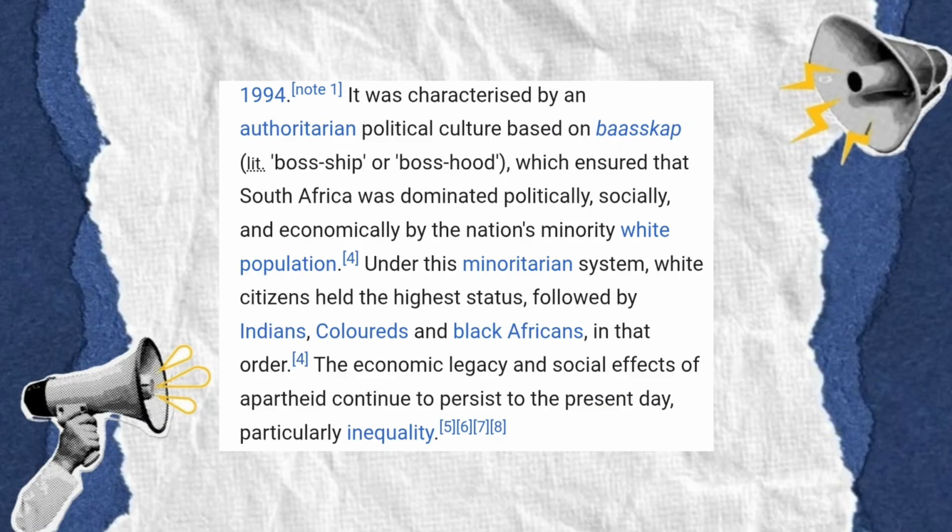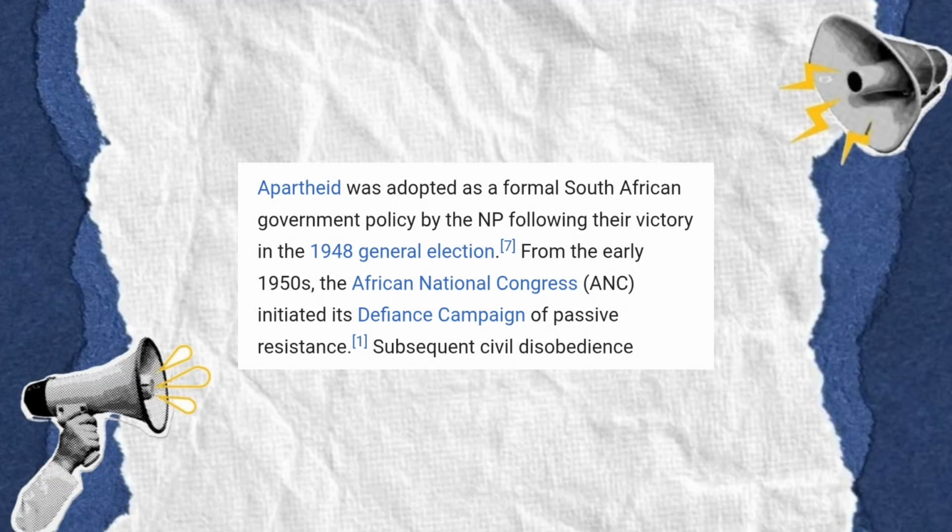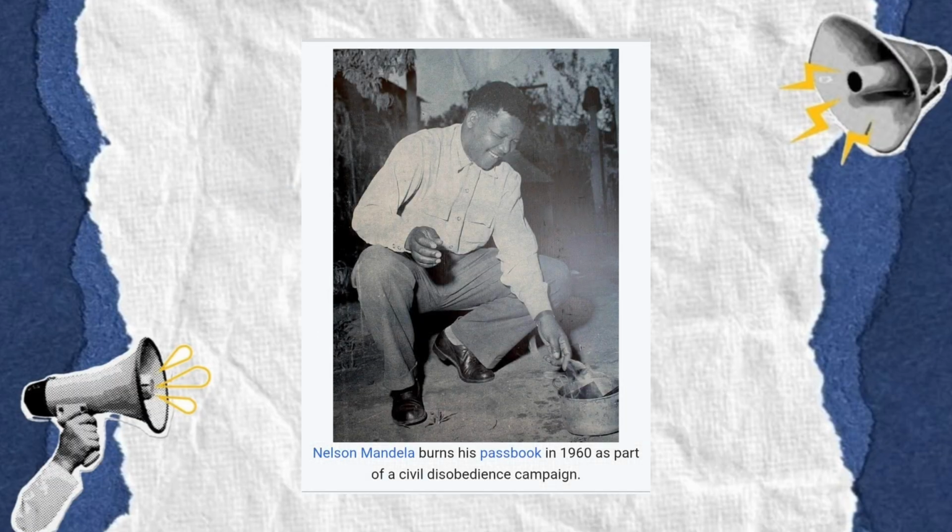But people didn't accept it. They pushed back. One of the main groups fighting apartheid was the African National Congress, or ANC. One of its most well-known members was Nelson Mandela. Mandela originally supported peaceful resistance, but as the government became more violent towards opposition, things escalated.